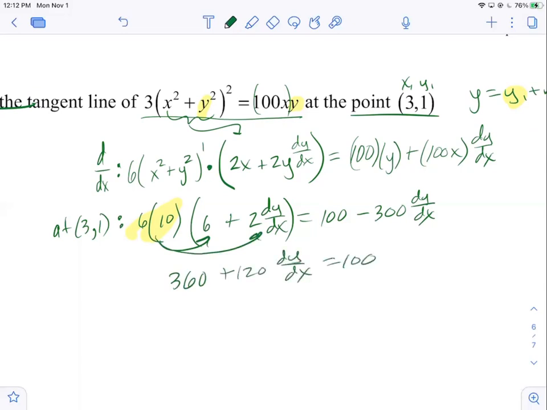And the left side looks like it's good to go. We just rewrite it. So now it's like an algebra 1 problem, right? Piece of cake. Now let's just get our dy/dx's on the left. You bring the 300 across. What's 300 plus 120? 420 dy/dx. 420.